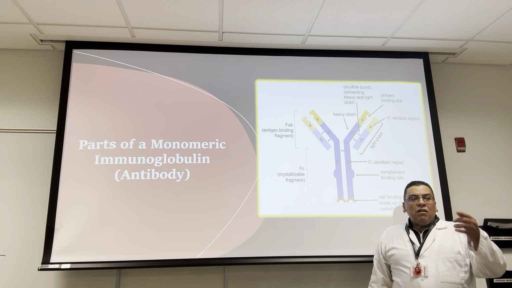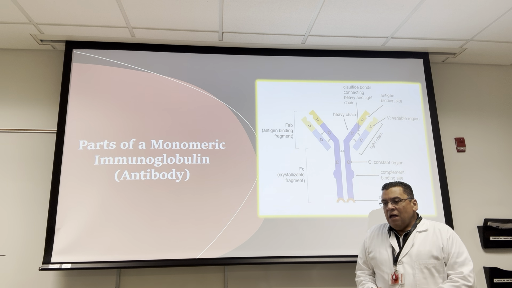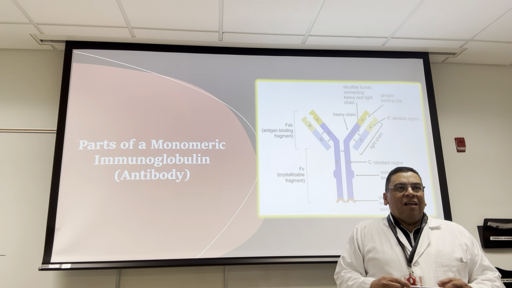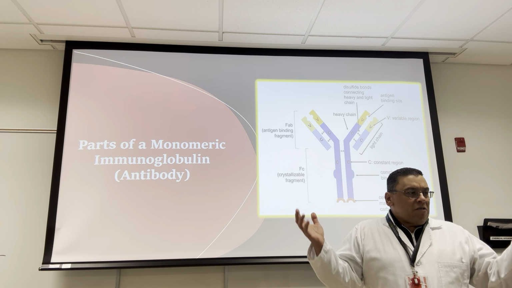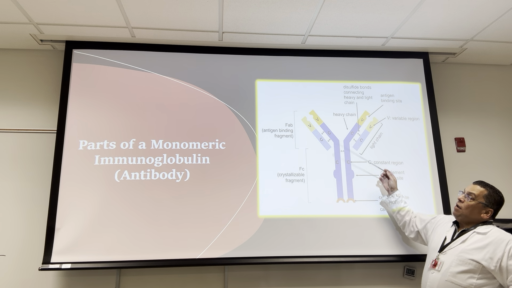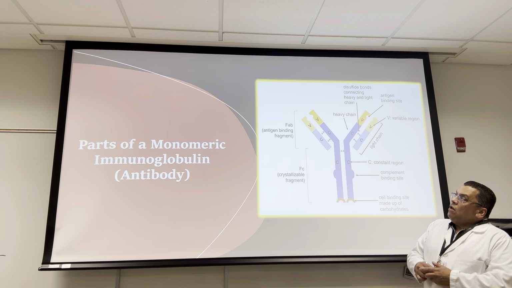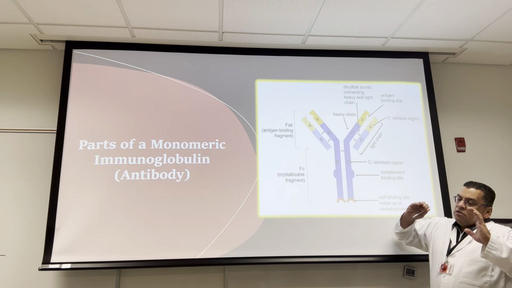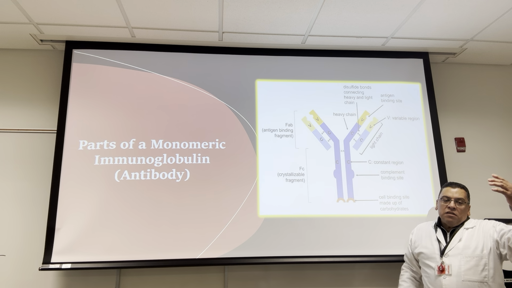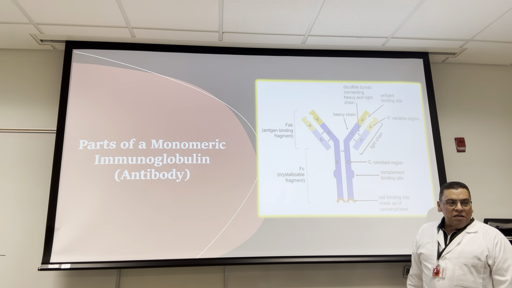So remember when I talked about, when was it? Thursday, right? Yeah, Thursday. I said that you get a shuffle, and you're born with all the different shuffles. Hopefully you remember me saying that. This is a product of that shuffle, the variable region. So one of the shuffles would produce a variable region that recognizes, for example, the blue cap pathogen, like I used in class last time.